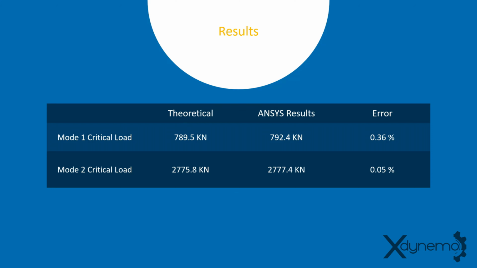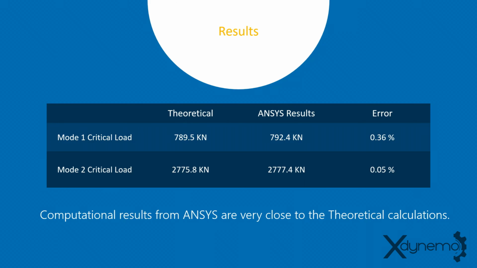Mode 2 critical load is calculated as 2775.8 kilonewtons, whereas the Ansys results show the critical load as 2777.4 kilonewtons with an error of 0.05%. Computational results from Ansys are very close to the theoretical calculations. The error in critical loads is less than 0.5%.